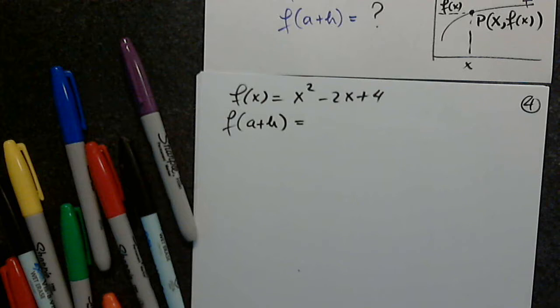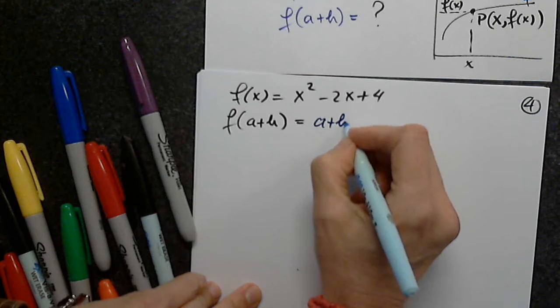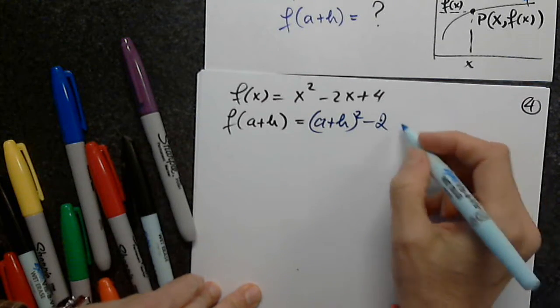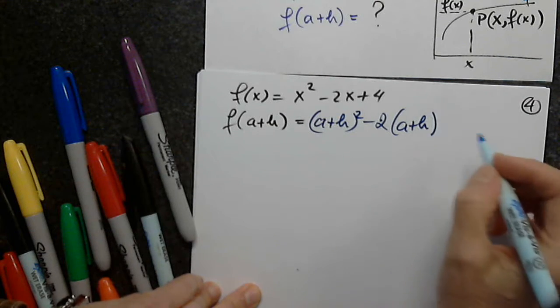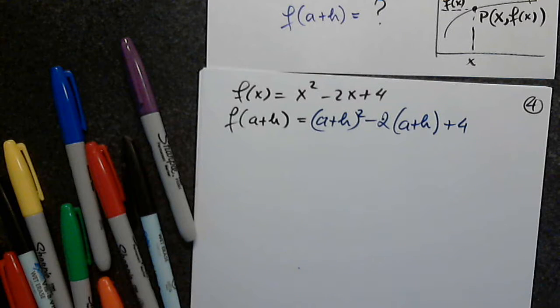Okay, so please tell me what I need to write. a plus h squared. Very good. Minus 2 into a plus h. With parentheses, mandatory. That's what it's called. Good. So now this is good, but it's not sufficient. I have to simplify it.